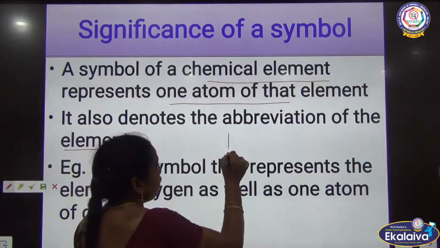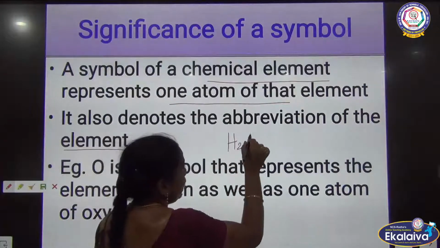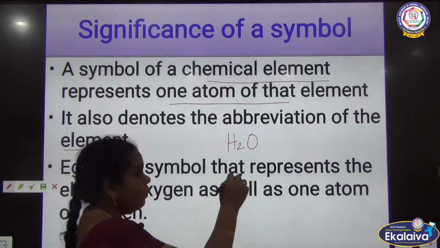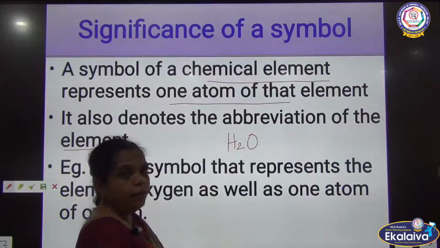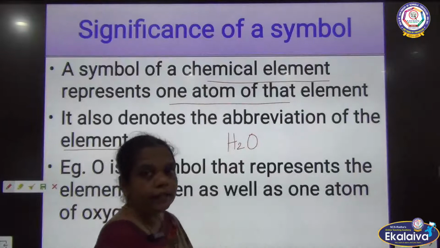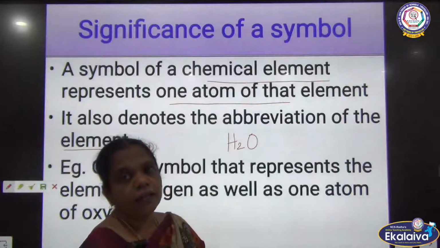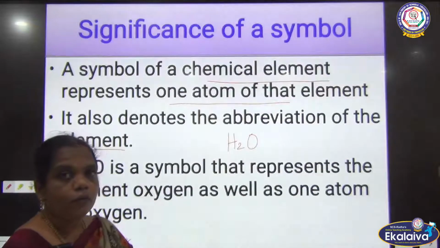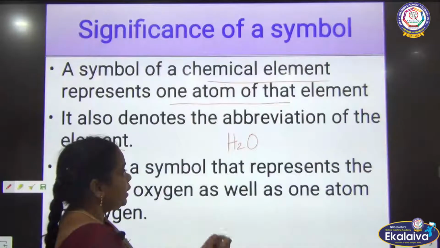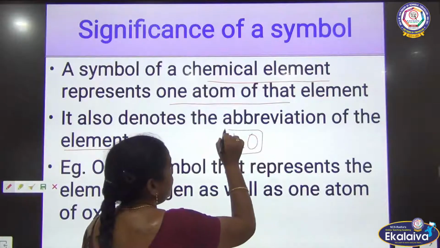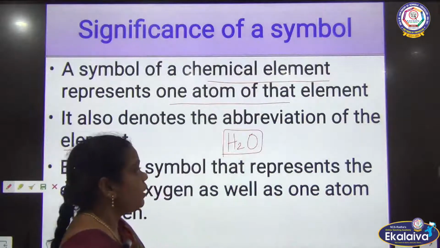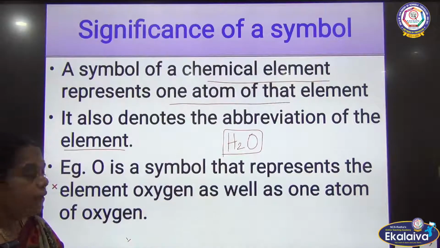So it can be easily assigned as what? H2O. So this water consists of what atoms or elements? Hydrogen atom and oxygen atom. So these two combined form the compound called what? Water molecule. So that can be assigned easily by the abbreviation of the element. So that is one of the uses of using symbols.